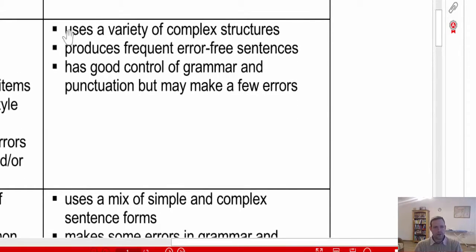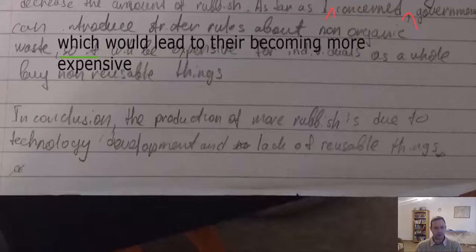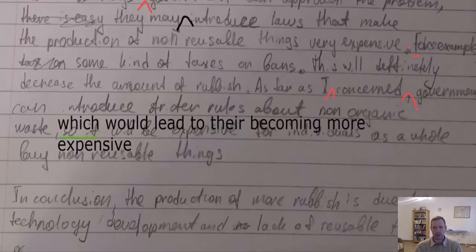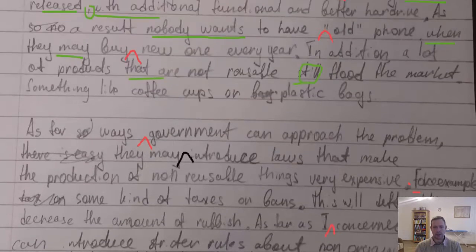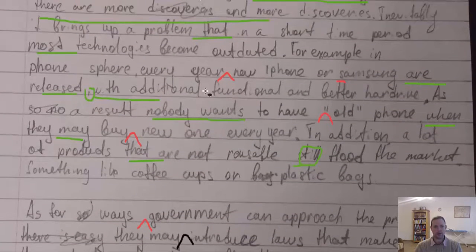Okay, uses a variety of complex structures. Yep, produces frequent error-free sentences. Probably not. Has good control of grammar and punctuation, but may make a few errors. So, that's for a 7. You know, is it frequent error-free sentences? The problem is these little article mistakes everywhere. If you have a look, about every sentence has an article mistake.